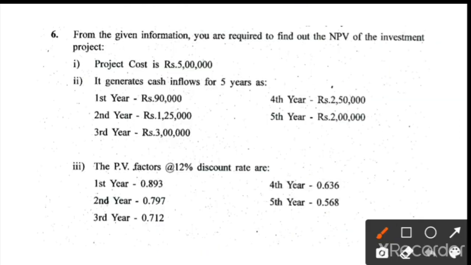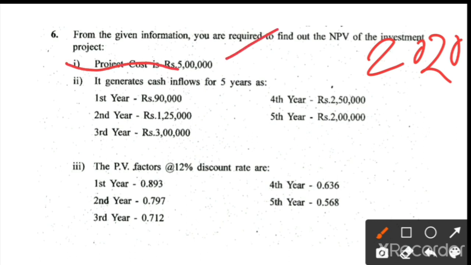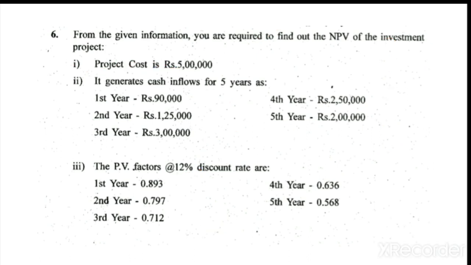And next is what? This was asked in 2020. There is no need for two projects here, only one project is there. This project costs 5 lakh rupees. These are the different cash inflows, 1 year, 2 year, up to 5th year. They have given the 5 year PV factors. Again simple, very simple. Here is only one project.